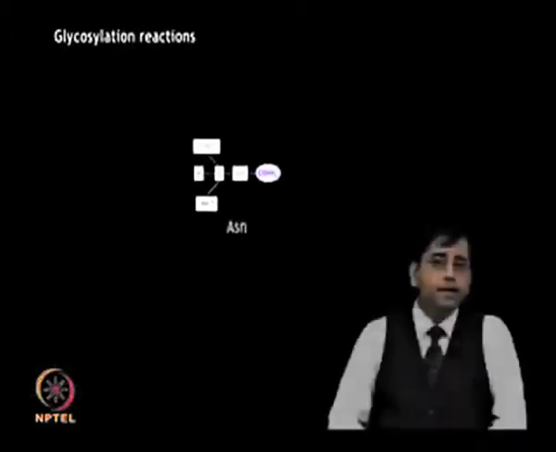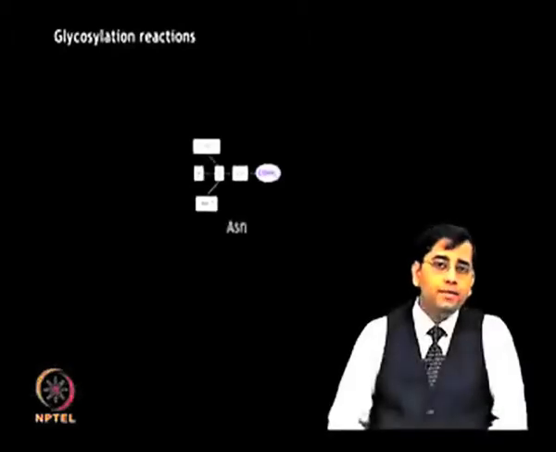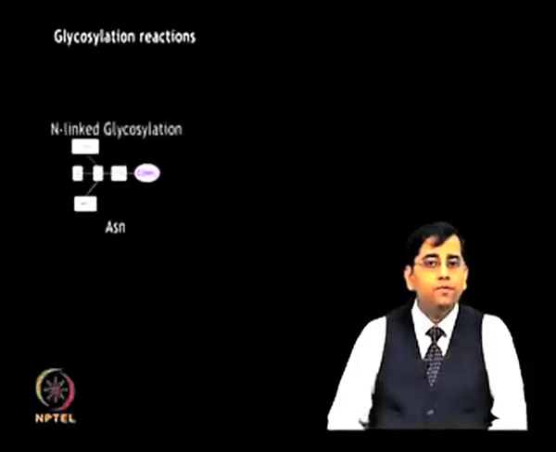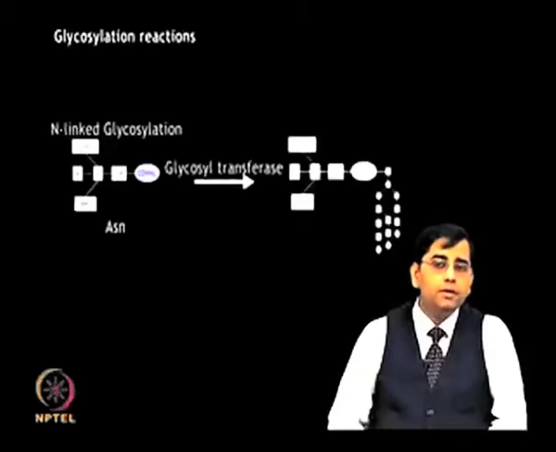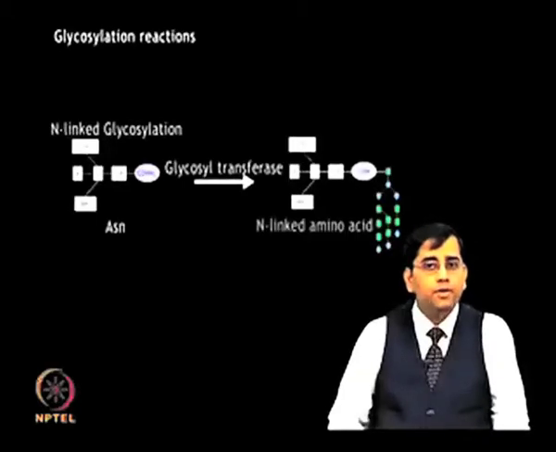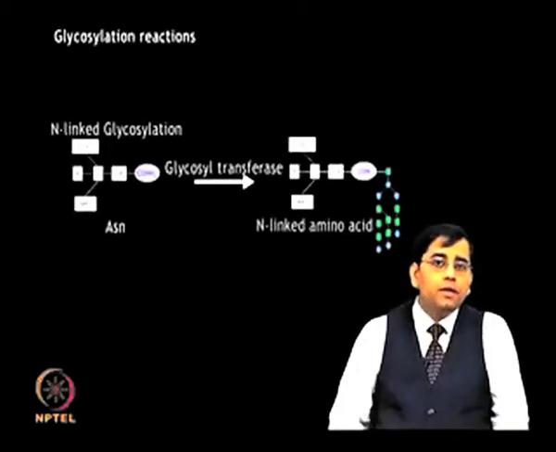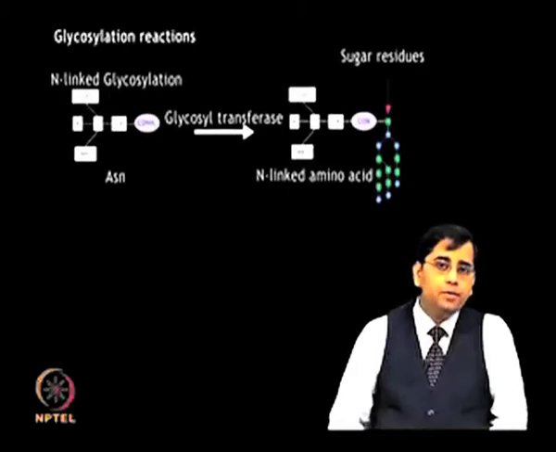Depending on the linkage between the amino acid and the sugar moiety, there are 4 types of glycosylation: N-linked glycosylation, O-linked glycosylation, C-mannosylation and glycosylphosphatidylinositol anchored GPI attachments.